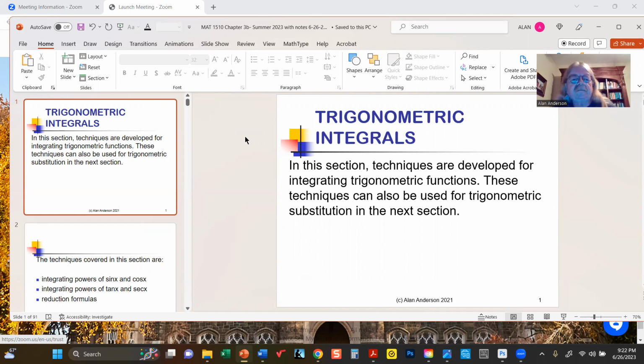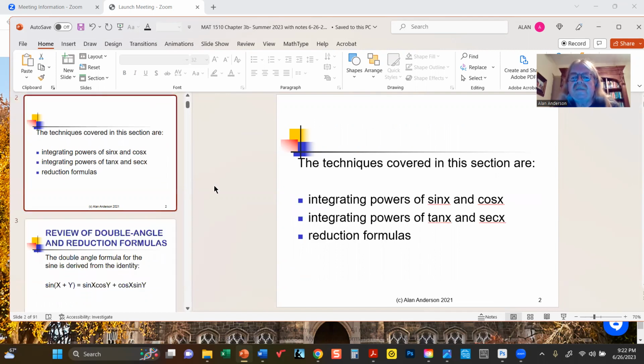Now the techniques we'll be looking at here mainly fall into three different categories. We're going to be focusing our attention on integrating powers of the sine and cosine. Then we'll do the tangent and the secant. And then we'll be looking at the so-called reduction formulas, where we're using trig identities to simplify the integrals that we're working on. Now, before we do that, I've got some reviewing for us.